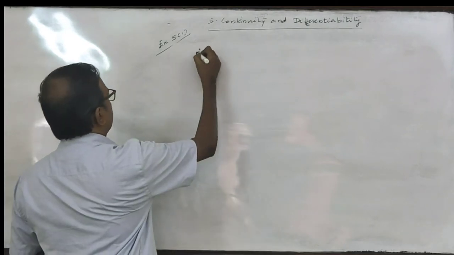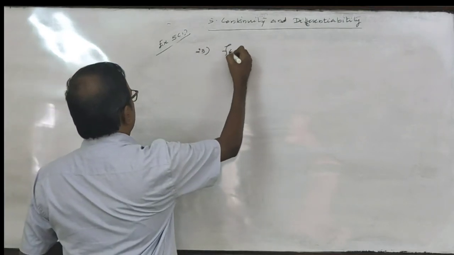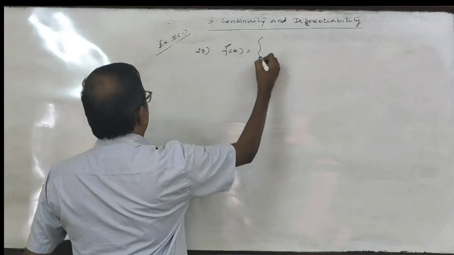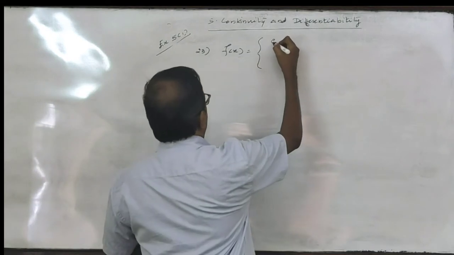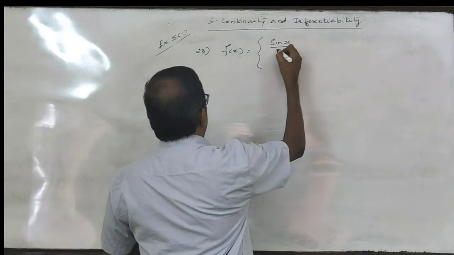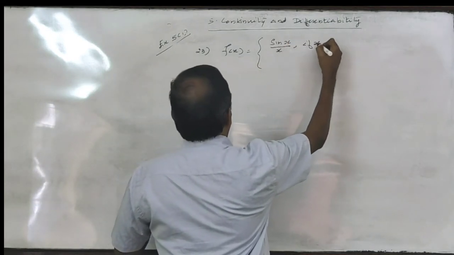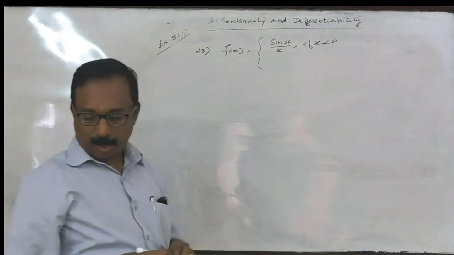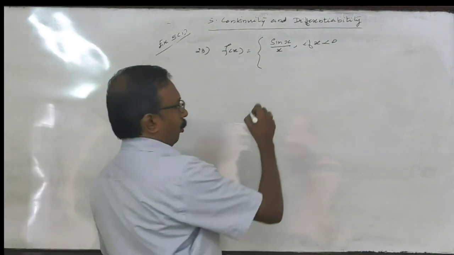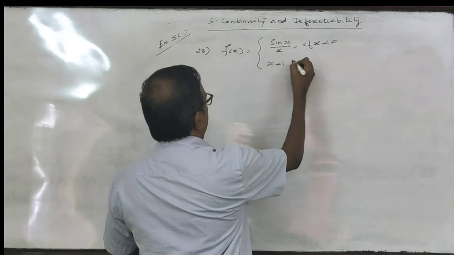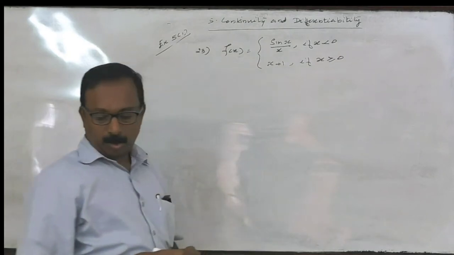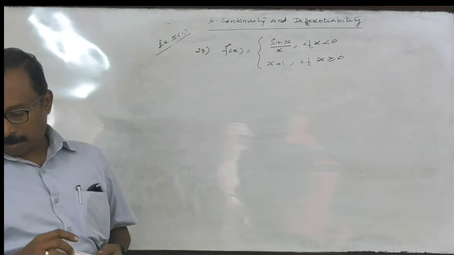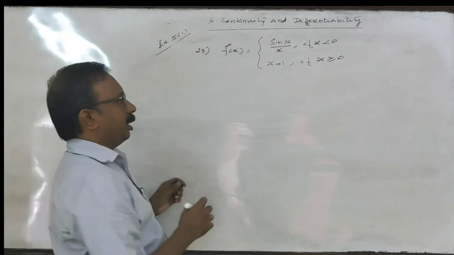23rd question. f of x is equal to sin x by x if x less than 0, and x plus 1 if x greater than or equal to 0. The question is: find all points of discontinuity.